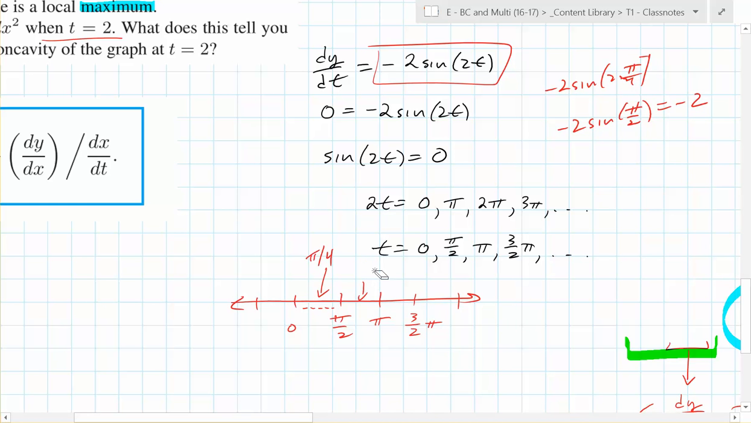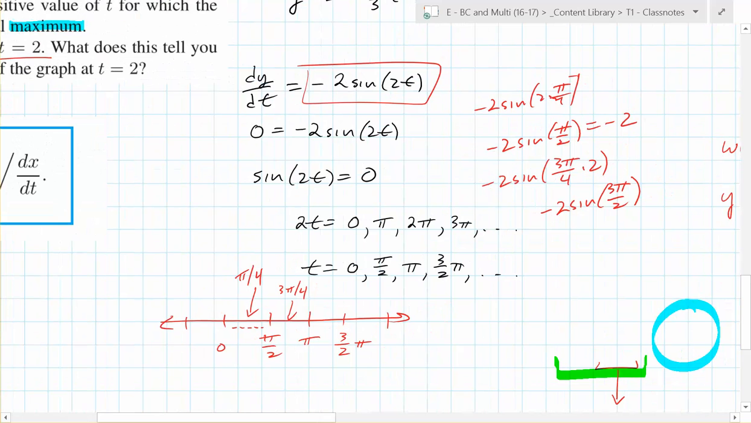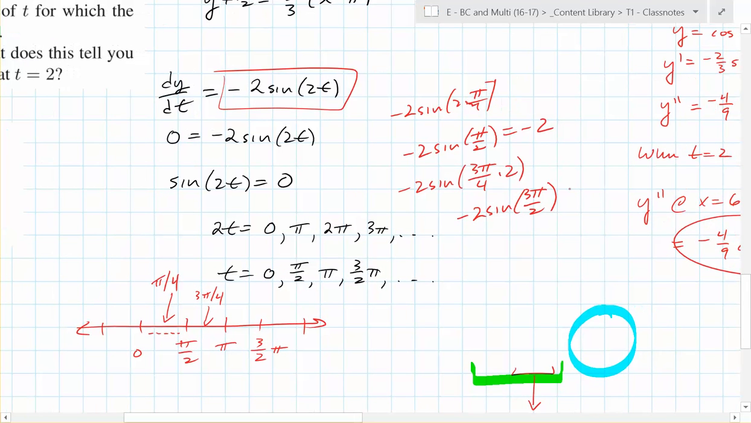Oh, excuse me, yes, you're absolutely right. What do you need to do there? There's a bunch, and that's not it. How about 3 pi over 4? That's nice, right? What's negative 2 sine of 3 pi over 4 times 2? So that's negative 2 sine of what? 3 pi over 2. What's sine of 3 pi over 2? Negative 1, so this is going to be 2.